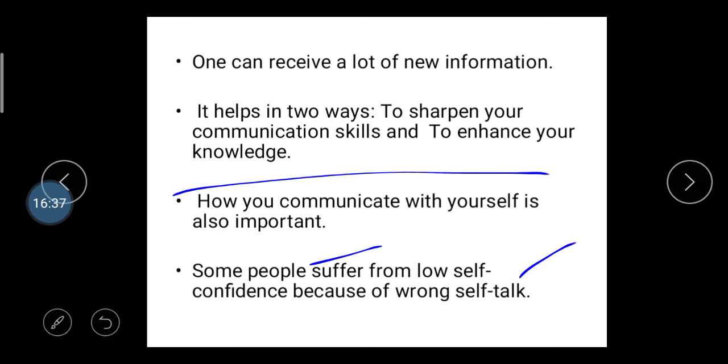Sometimes some people do self-talk wrongly, saying that you cannot do this, why should you do this. Sometimes people communicate with themselves wrongly, and then how can they become confident? Communication done effectively can be said to come with motivation.